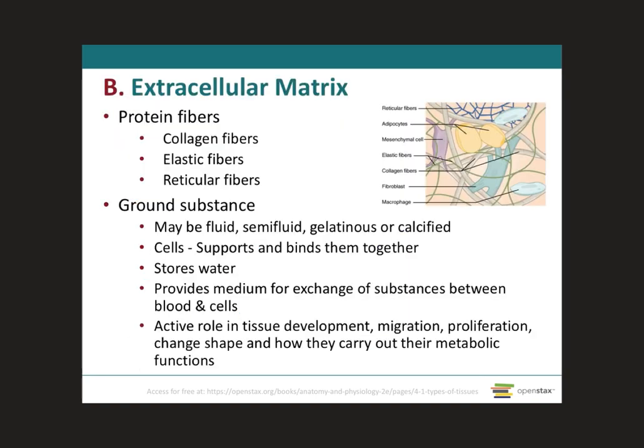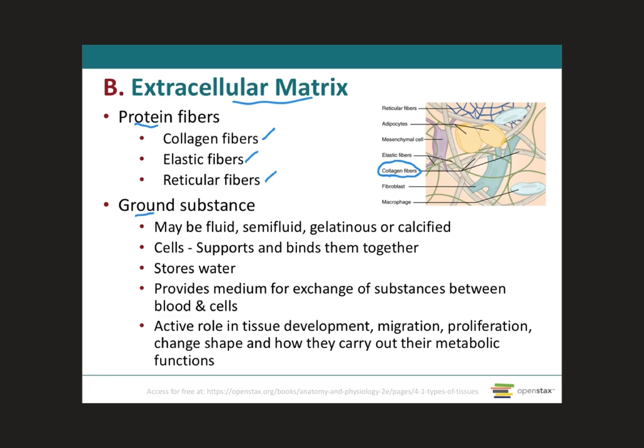Now let's cover the extracellular matrix, which is formed by protein fibers and ground substance. Within the protein fibers, there are three types: collagen fibers, elastic fibers, and reticular fibers. Collagen fibers are strong, flexible bundles of the protein collagen, so it's very simple to remember, which is the most abundant protein in your body.